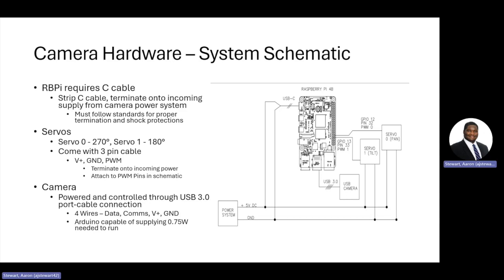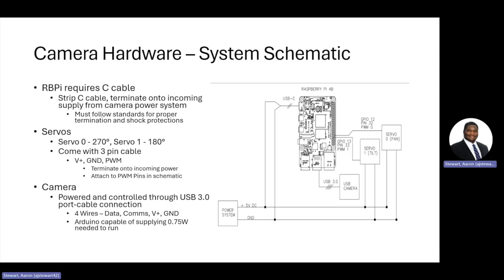For the stripping and termination, we will also follow the standards for proper termination and shock protections. And we'll get to that when we start getting into actual construction. For the servos themselves, I've designated servo 0 as the panning servo, or the 270-degree servo.